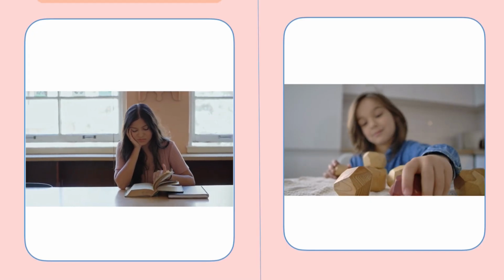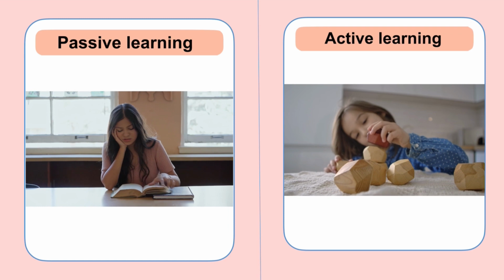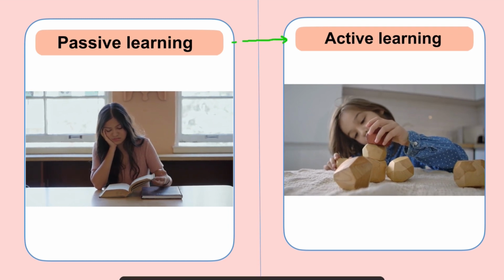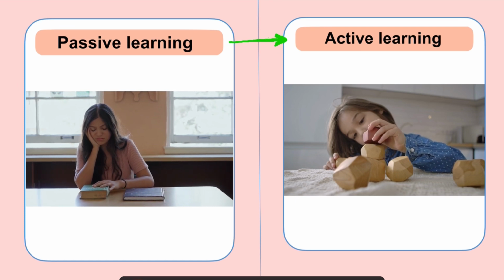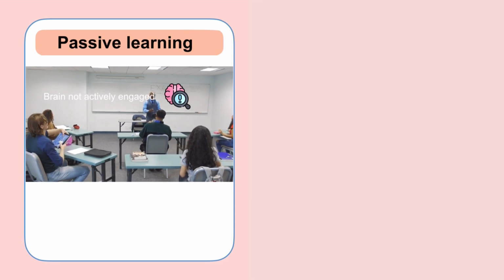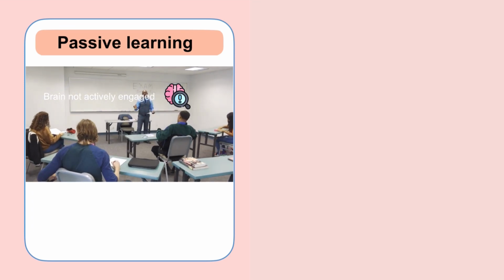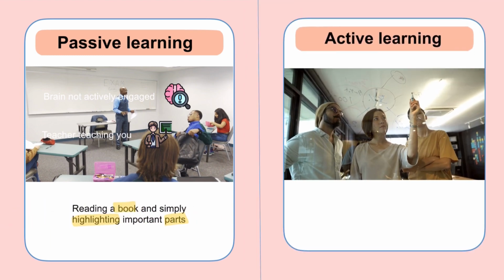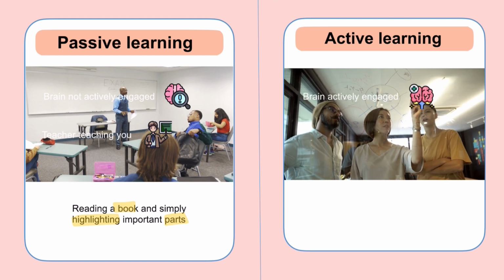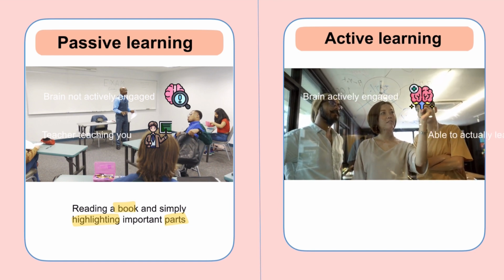Now we have got the solution. So the question that arises now is how to convert passive learning into active learning in order to save up our time. So first of all, let's get to know what passive learning actually is. All the learning processes which do not actively engage the student's brain are passive learning. When a teacher teaches you, or when you are reading a book and simply highlighting the important parts, all of these are passive learning. Passive learning is simply studying, and studying does not mean that we are also learning the information.